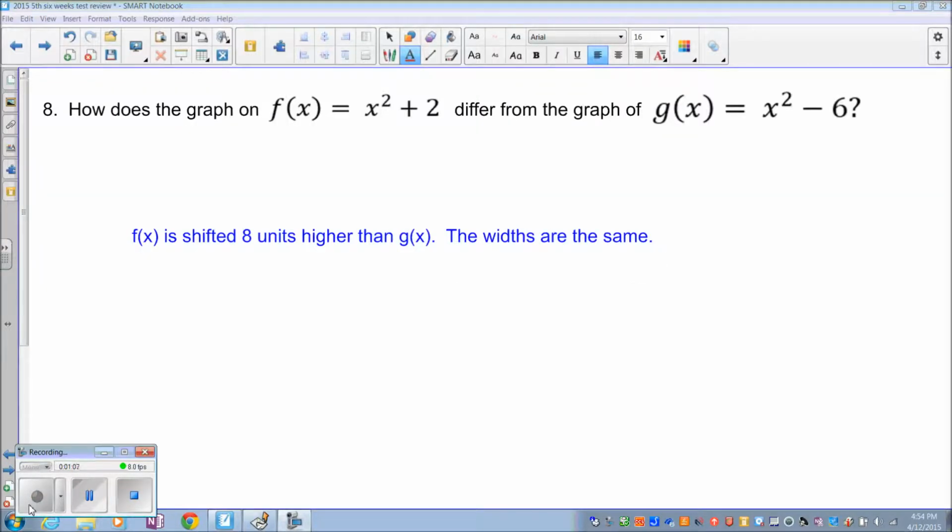Okay, so I went back and I typed in f of x is shifted 8 units higher than g of x, and the widths are the same. Now on your calculator screen it won't look like the widths are the same, but you can look at the number in front of x squared, and if it's the same, like for instance this is 1 and this is also 1, then the widths are exactly the same. So the only thing that's different is f of x is higher up than g of x, and it's 8 units higher, and that's your answer.